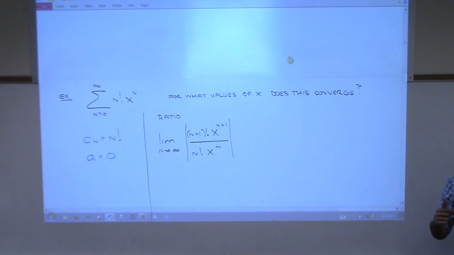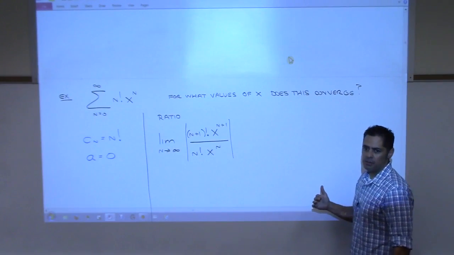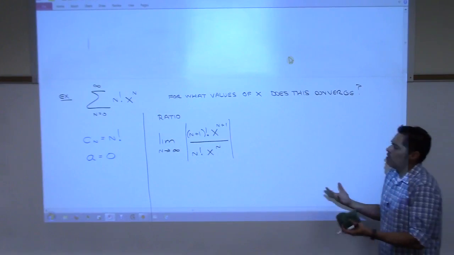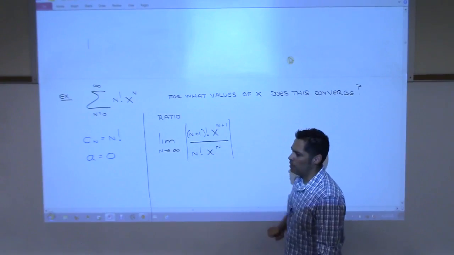What do we want for this to be able to say it converges? We want this to be less than 1, right? We want to be able to keep this thing less than 1. Then we can have convergence. So we're going to be asking ourselves, for what values of x will this thing converge?